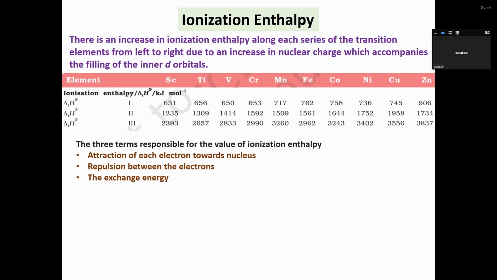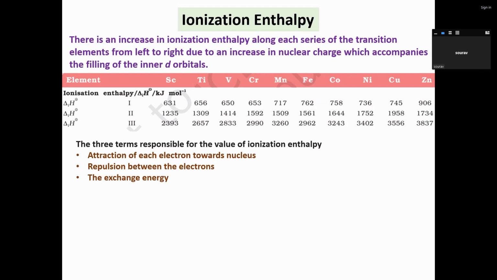What is the ionization enthalpy, or the ionization potential? Ionization enthalpy is the amount of energy needed to remove the last electron from the valence shell of the element. It is called the ionization enthalpy.